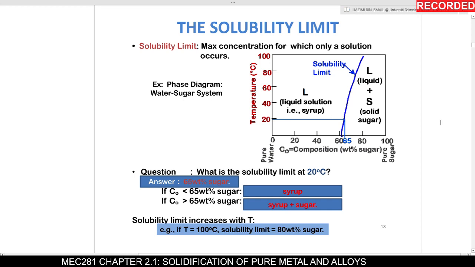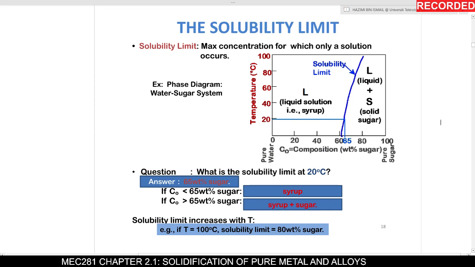And then what happens if the composition is less than 65% at that point? Here on the left side, before the solubility limit line, it is a liquid solution, L. With sugar and water, we know it is called syrup. So here it is only in the syrup phase, liquid phase.